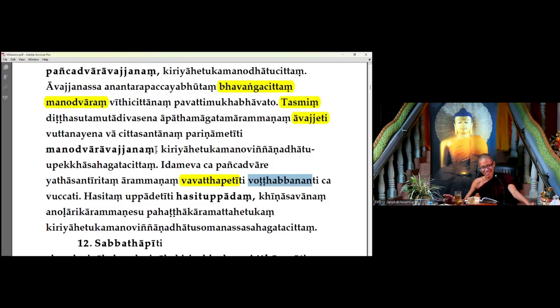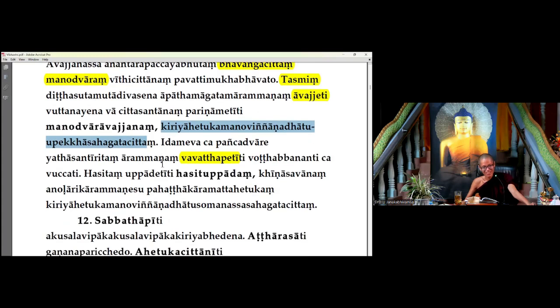Kiriya Aheduka Manovinyana Dhatu Ubekasagata Chaita. Okay, according to the book, Manodwara Vajana is this. So what is another name of Manodwara Vajana in the five door? Vutthapana. Okay, so the Manodwara Vajana is finished. The first one is Panchadwara Vajana, the second one is Manodwara Vajana, Ubeka Sahagata.